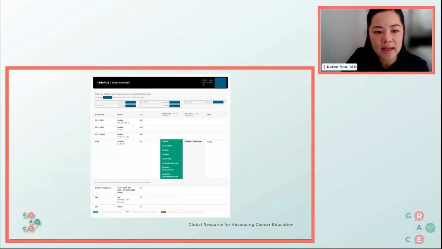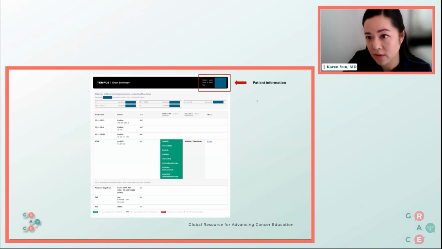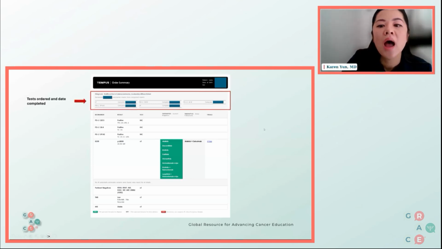So this is an example of a patient who had their molecular testing performed on tissue. This is a summary page of a patient whose tissue got sent to Tempus for molecular testing. Starting off in the corner here, usually on the summary page, we'll have information about the patient, including their name, date of birth. And then in this section here, there's a section summarizing the tests that were ordered by the physician, as well as the date that was completed.